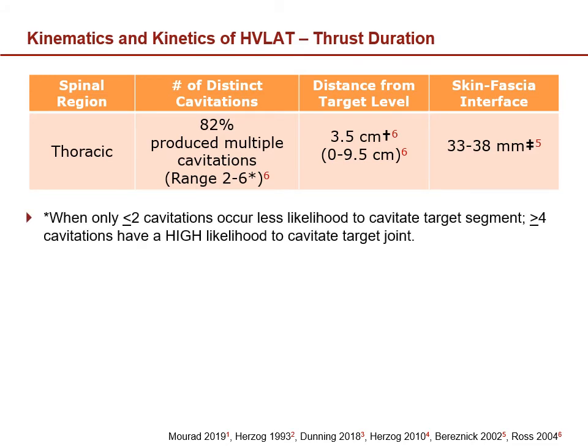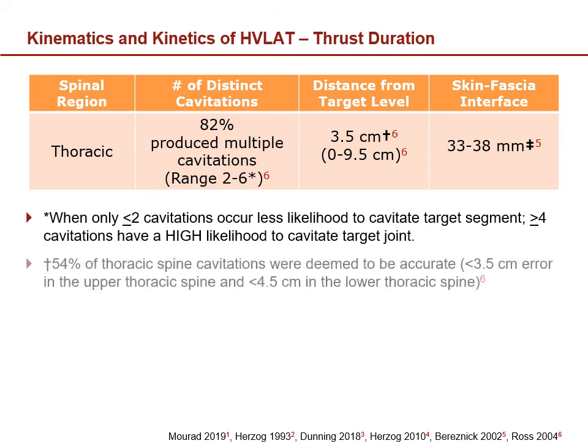When only two or fewer cavitations occur, there is less likelihood of cavitation at the target segment. When more than four cavitations occurred, there is a significantly higher likelihood that the cavitation will occur at said target level. So if you were trying to be as specific as you wanted to the patient's symptoms or the target level, then you want to attempt to achieve four cavitations or more.